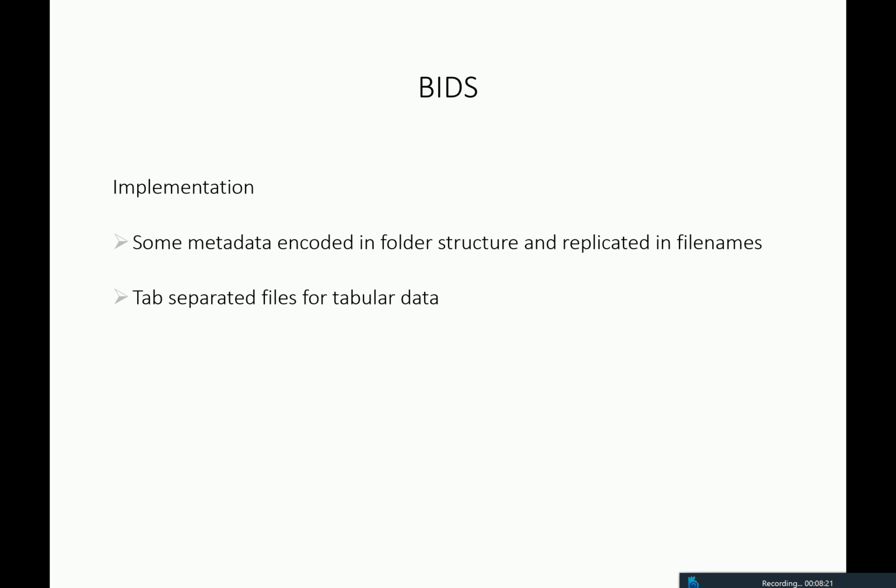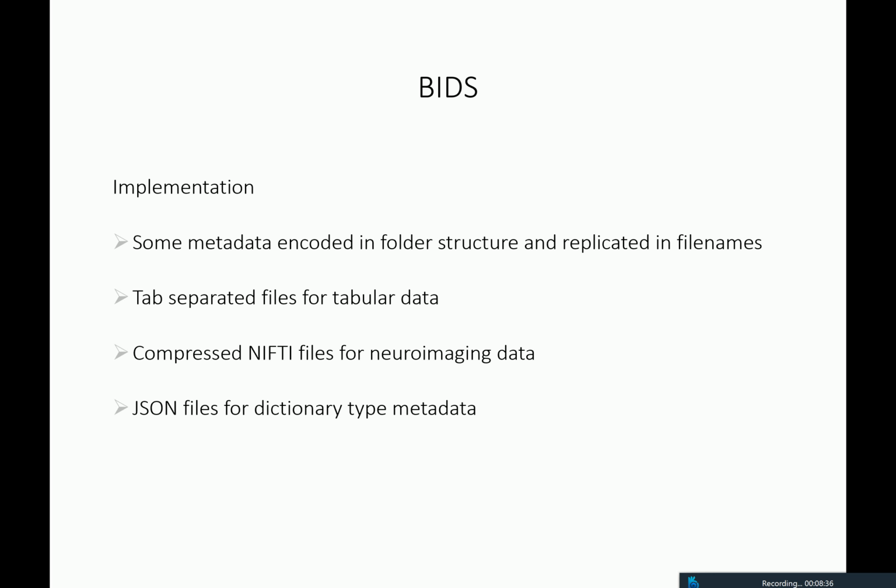The tabular data is, as I said, just done with TSV files. The neuroimaging data is NIfTI in a compressed version, so you just need to compress your NIfTI file, and then it's already in the right format. And it uses JSON files for dictionary type metadata and text files for behavior and physiological data. So that's the implementation of these core principles.